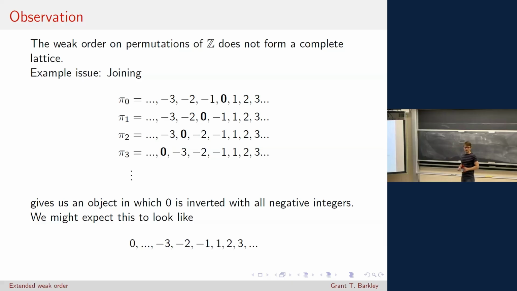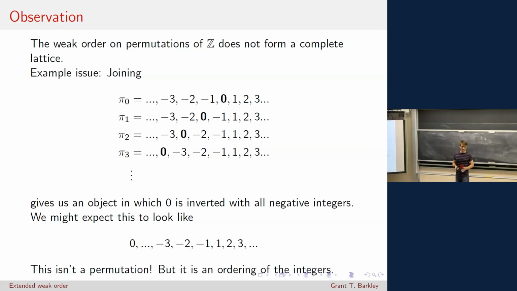So in the extended weak order, it should have a join, so it should basically have a limit. We want a limit of this sequence. Whatever this limit is, it should have 0 to the left of every integer. So it looks something like this. This is not a permutation. This is not a bijection from Z to itself.